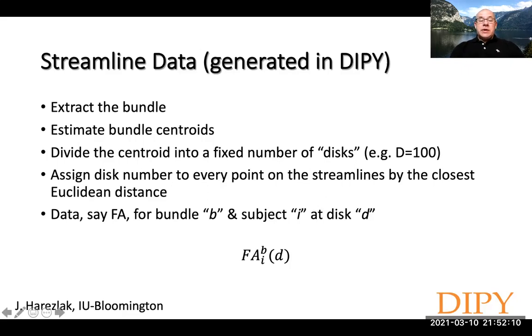Now, the important point here is assignment of each point on the streamline to the closest centroid disk. This is done within DIPY. And then we can extract data. Let's say we can extract fractional anisotropy for bundle B, subject I at disk D. And this is how we'll denote such data: FA for subject I in the subscript, bundle B superscript, along disk D.